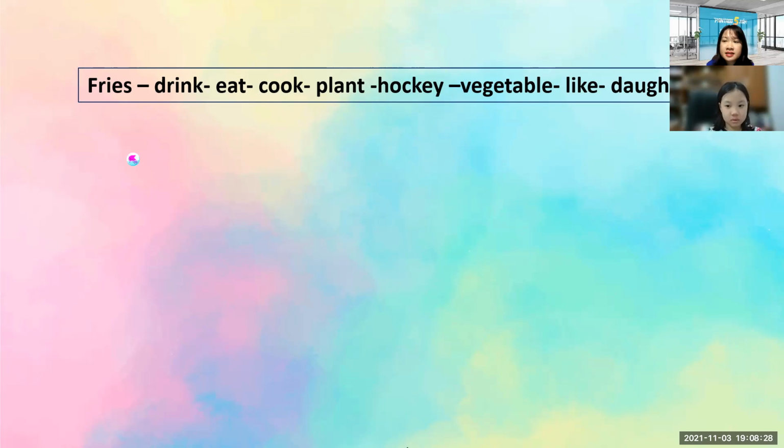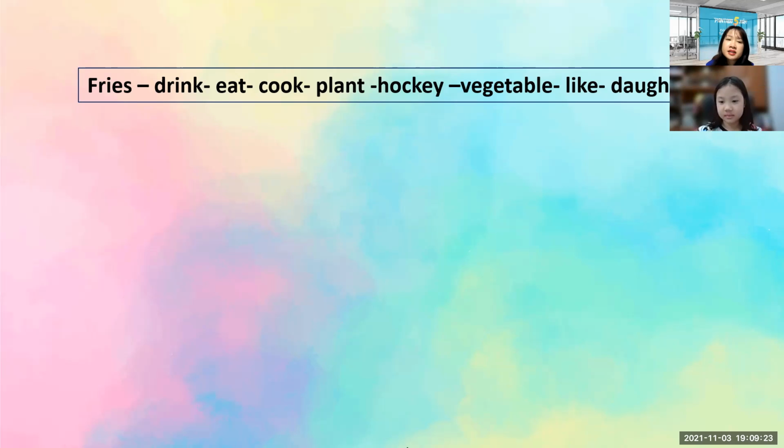Okay, now let's continue with our lesson. Look here. How many words do I have? Let's count. It's 9 words. Can you tell me about the words? 9 words. What are they? They are fries, drink, eat, cook, plant, hockey, vegetable, like, and daughter.